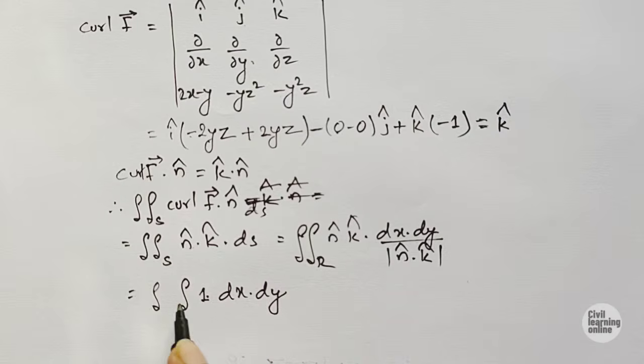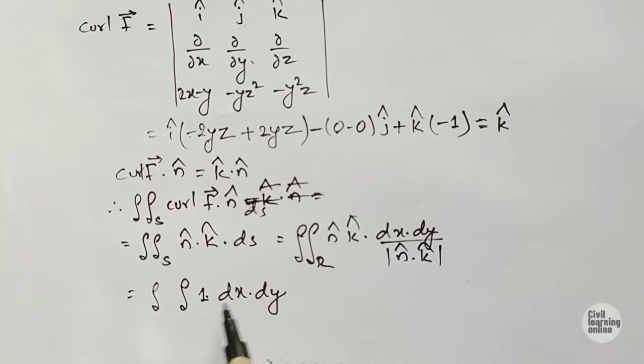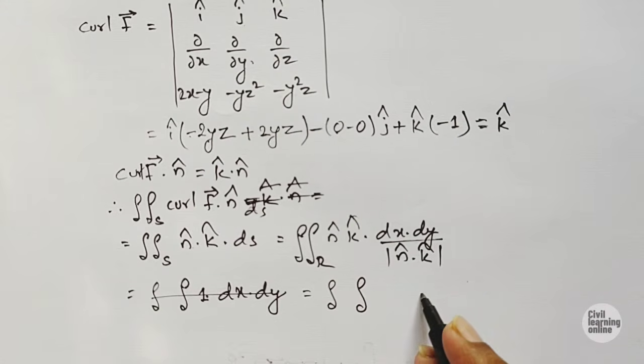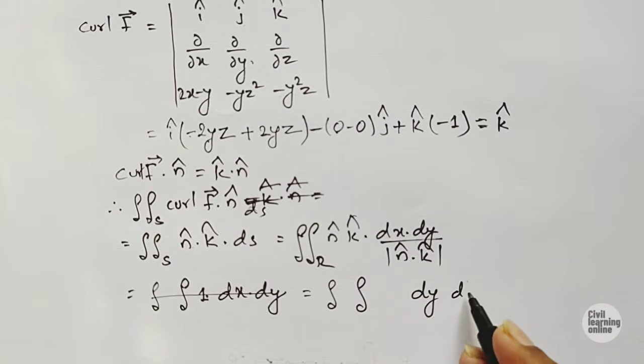Now we have to put the limits of x and y here so that we can integrate it and get the final answer. For that, first of all, we have to integrate this in terms of y, and then we will integrate in x. So let me rearrange this. First we will integrate in terms of y and then in terms of x.